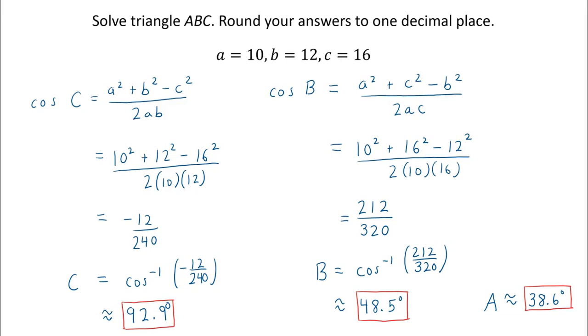Now, notice on this last calculation, when we subtracted the measurements of angle B and angle C from 180 degrees, we have no choice but to use the rounded values for angle B and angle C. So the final calculation was 180 minus 92.9 minus 48.5, which gives us the measurement of angle A, which was 38.6.